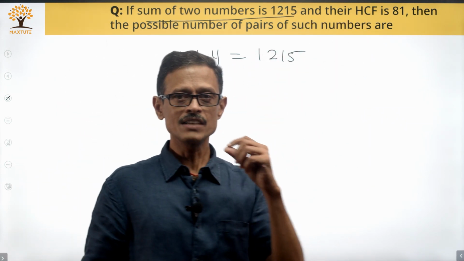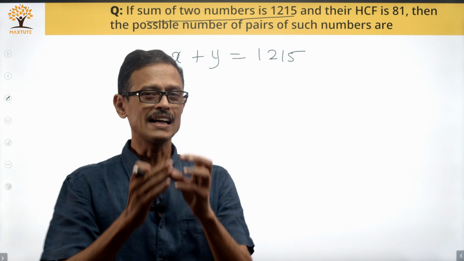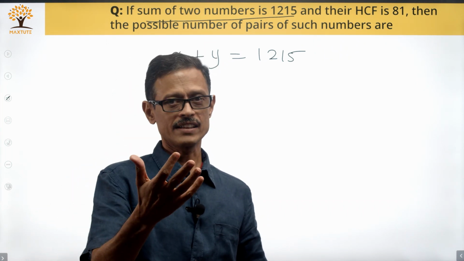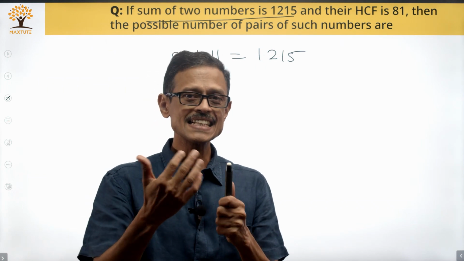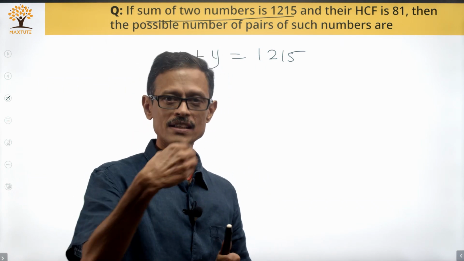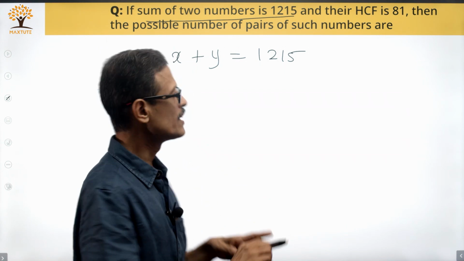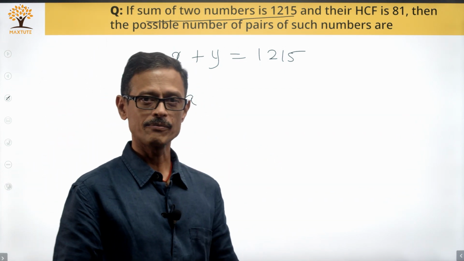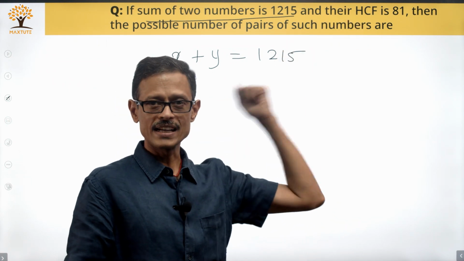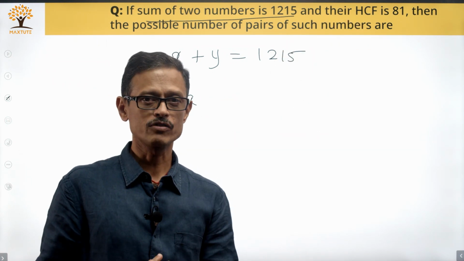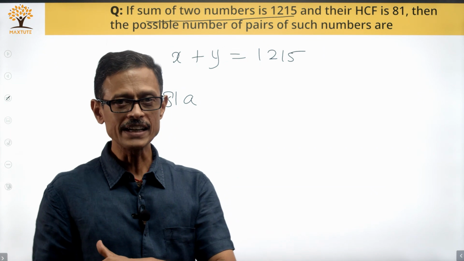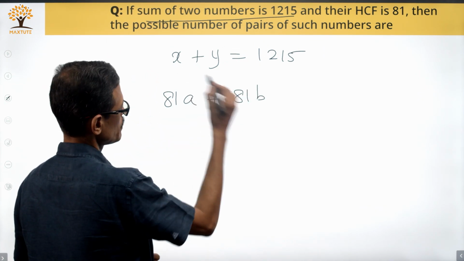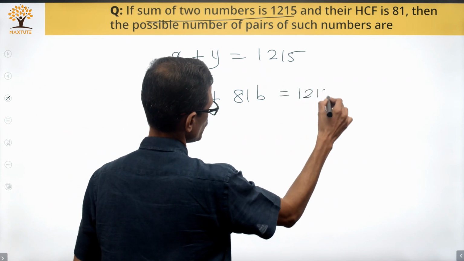Second part is the HCF of these 2 numbers is 81. The highest common factor of x and y is 81, which means 81 is a factor of x, which means that x is a multiple of 81. So we can write x as 81 times something, we'll call it 81a. The HCF of x and y is 81, which means that 81 is a factor of y, which means y is a multiple of 81. So we can write y as 81b. So 81a plus 81b is equal to 1215.